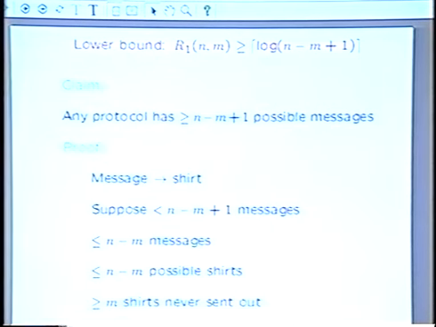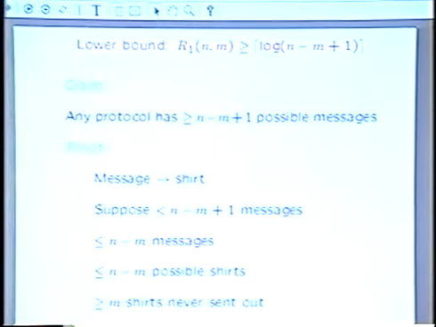Okay, yes? No. Suppose I like the first shirt. Okay, I send you one.